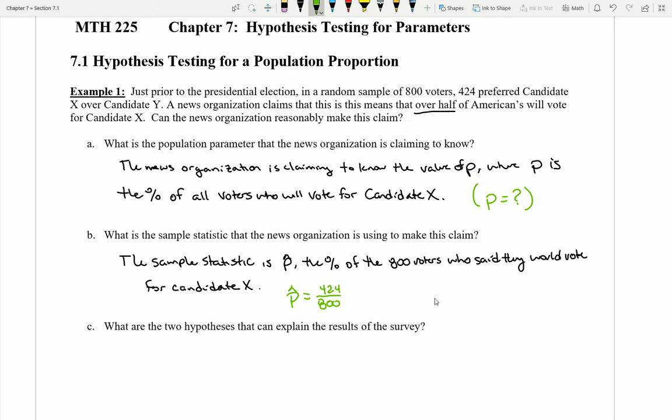Now you could actually go to a calculator and crunch this value out, and I think you end up with 53%. So the news organization is seeing that 53% of these 800 individuals are going to vote for the candidate, so they're making a claim as to what everyone's going to do.